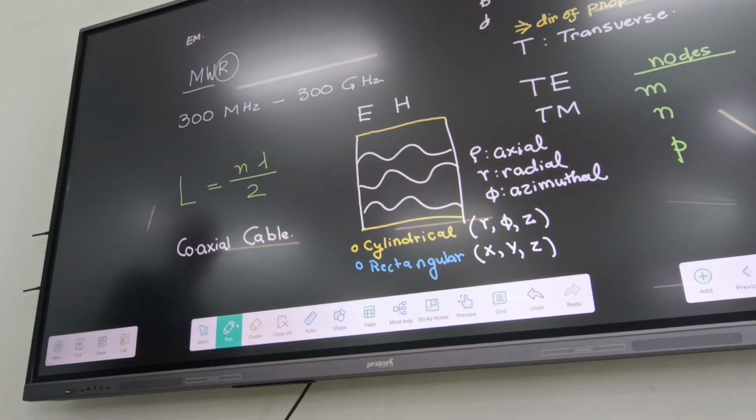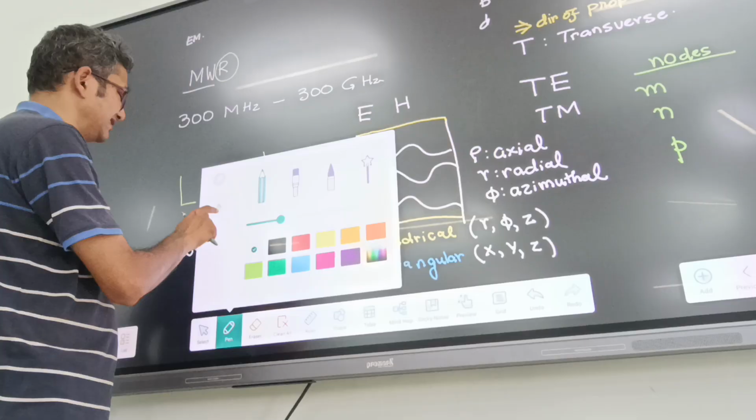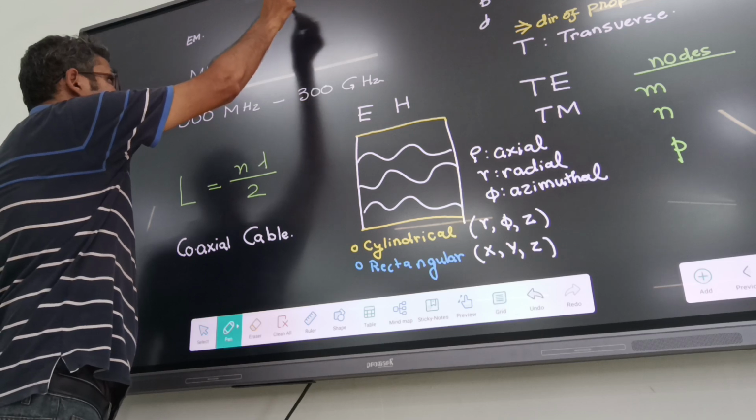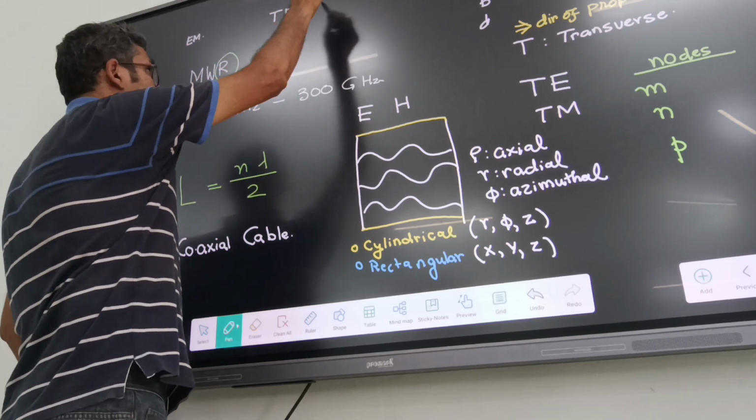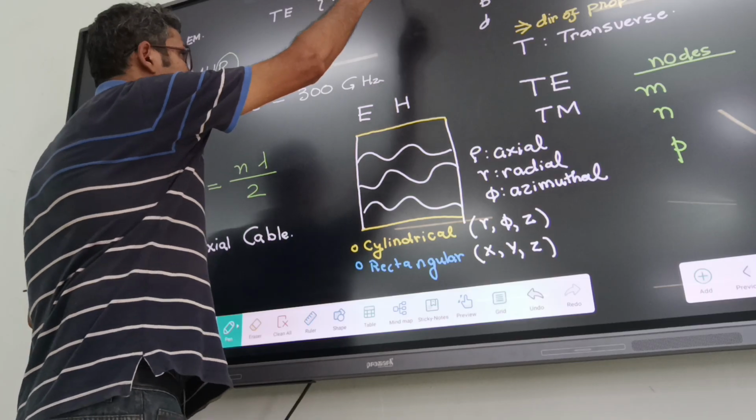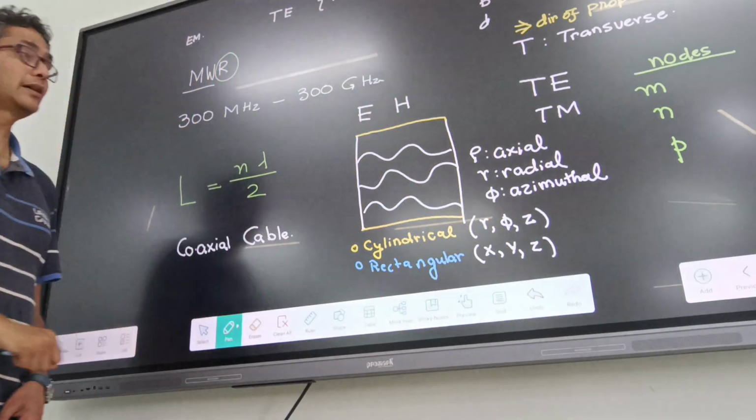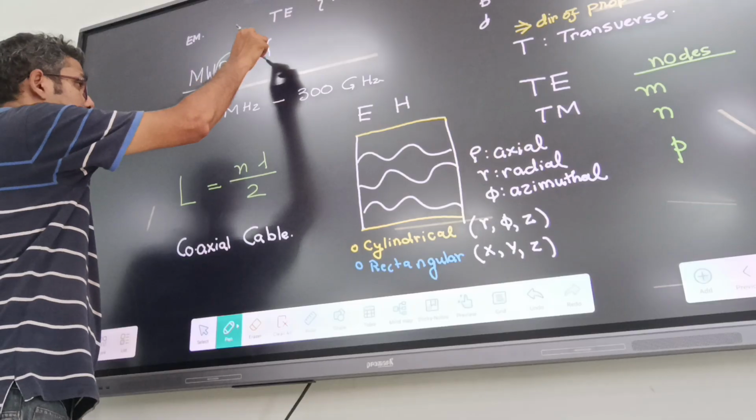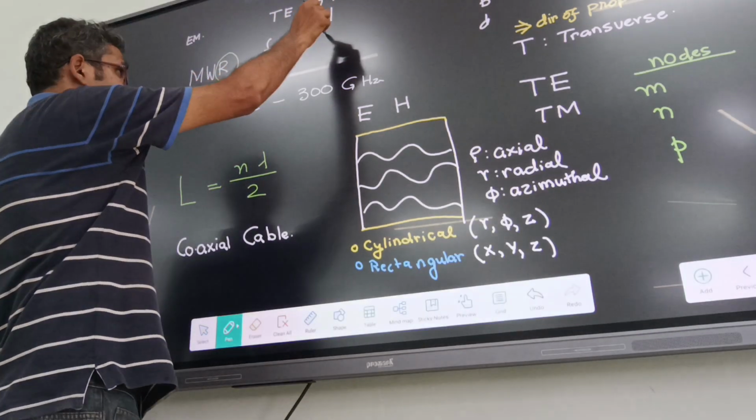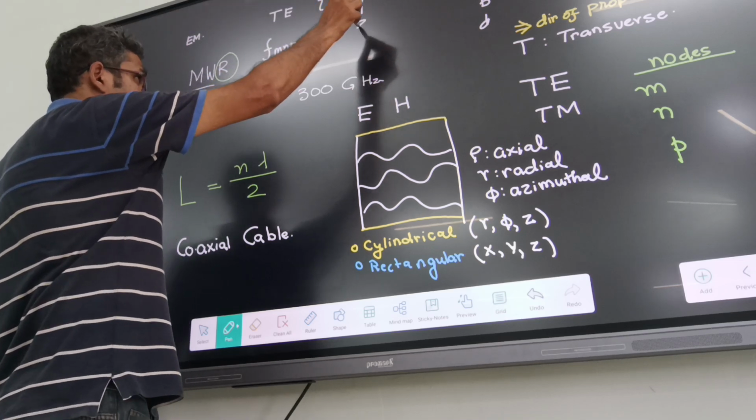So if I mention transverse electric, and if I write a mode 1, 0, 1 in rectangular, it means I have one variation in the x-axis, no variation in the y-axis, and one variation in the z-axis.